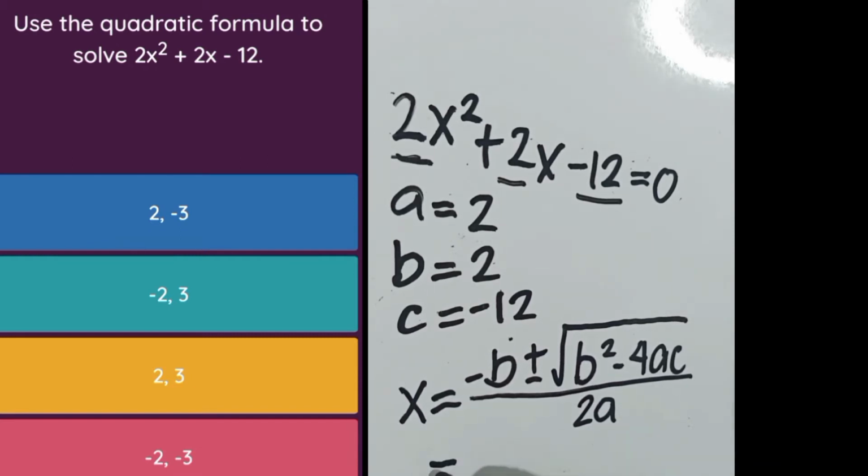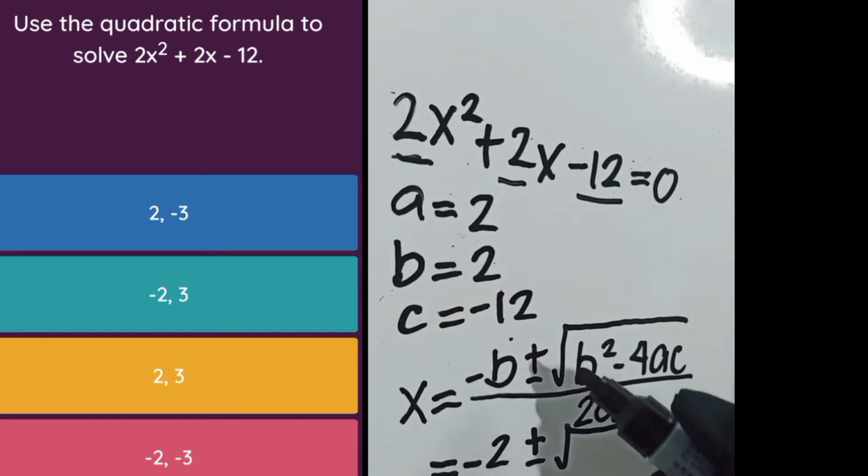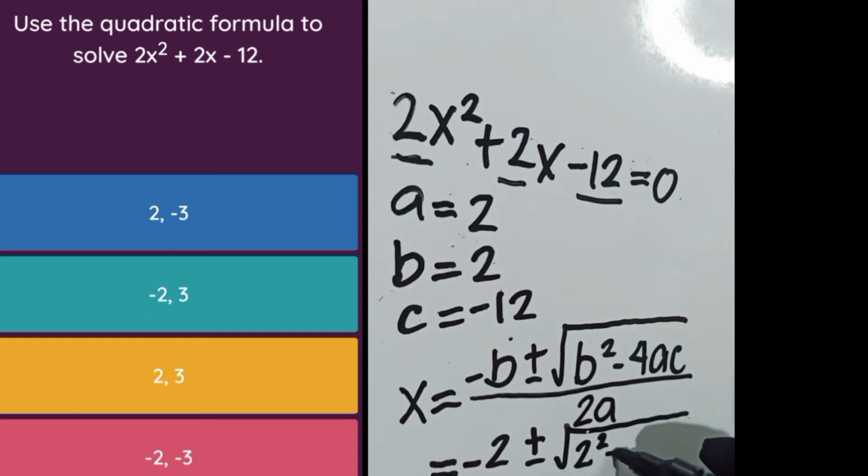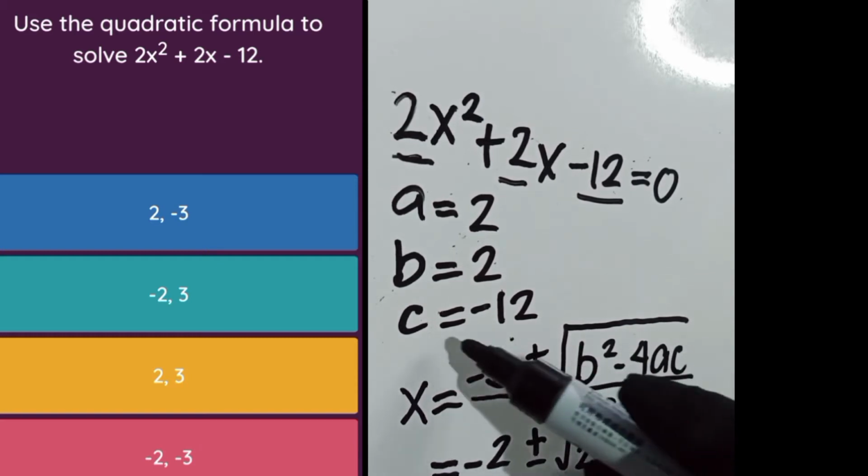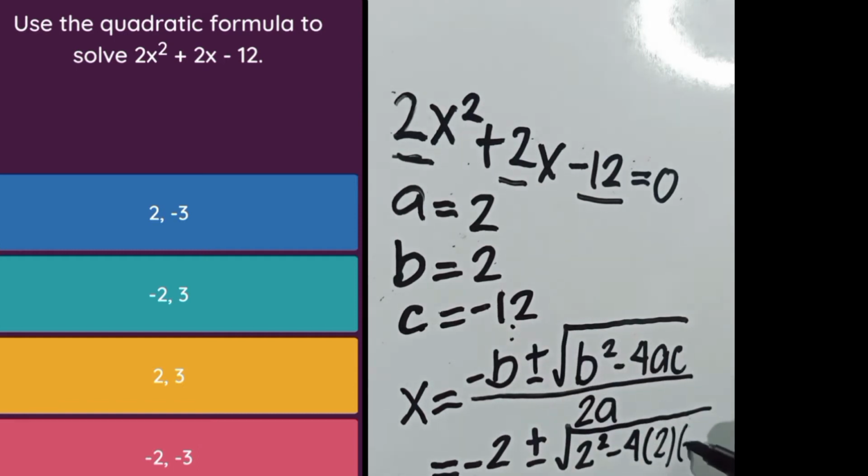That's to the tune of Fireworks. So we align the equal sign: negative b, which is negative 2, plus or minus square root of b squared, so we have 2 squared minus 4 times a, which is 2, so we write it down, 2, and then times c, which is negative 12.